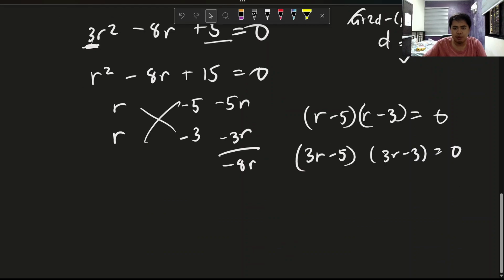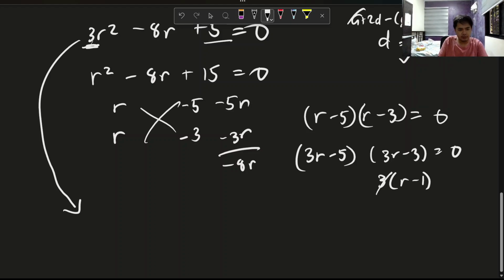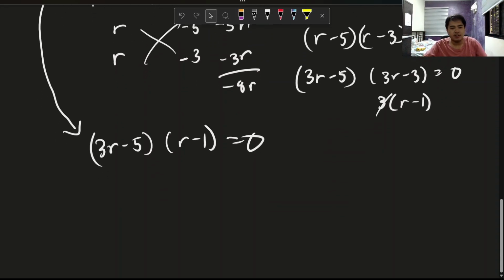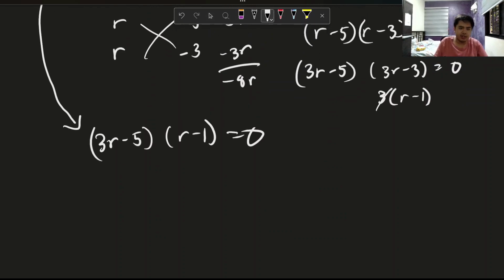Now, what we do here is if there is a common factor, for example, here the common factor is 3. This can be factorized as 3, then r minus 1. We just remove the 3 here. So the final expression becomes 3r minus 5, r minus 1 equals 0. That's the trick. All right. So from here we can get that r is equal to 1.